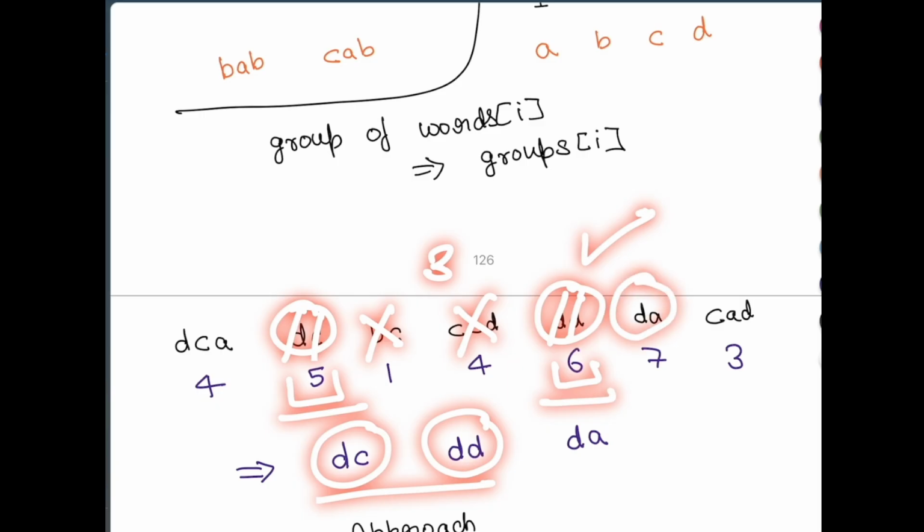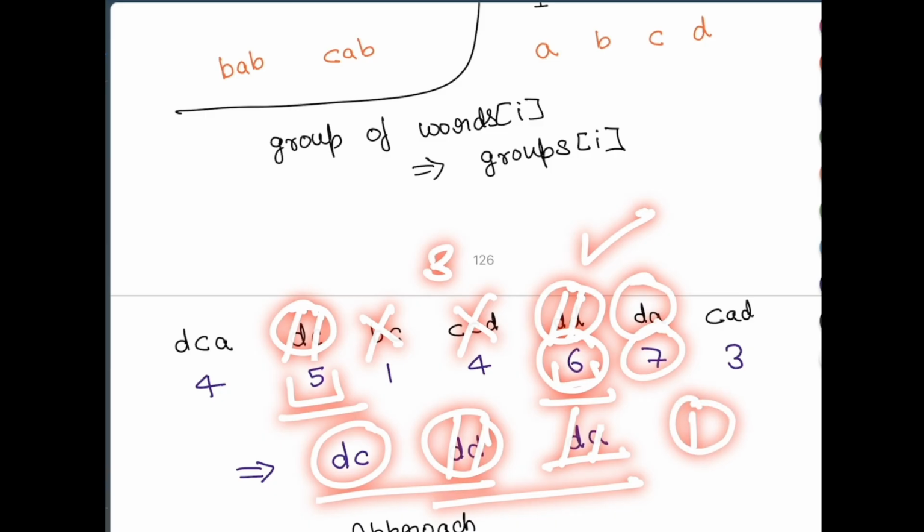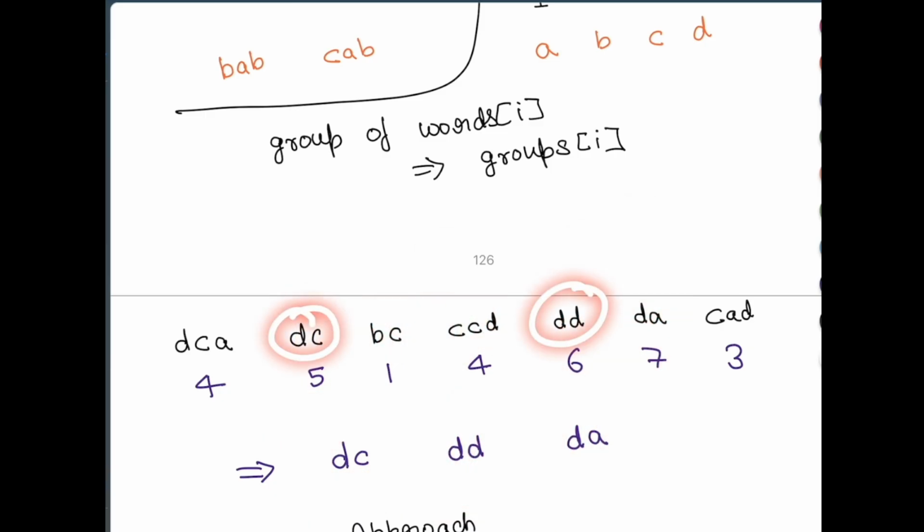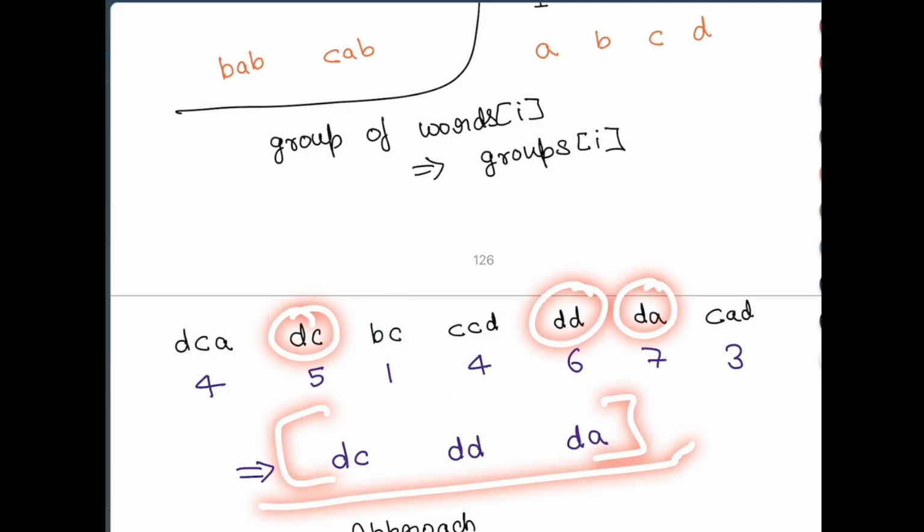And DA can be part of your answer as well. The adjacent one is DD. The groups are 6 and 7, which are different. Their lengths are the same and they differ by exactly one character. D and D are the same, and A is different, so there is a one character difference. So we can say that DC, DD and DA is our final output. That's the string array we can create with maximum length.